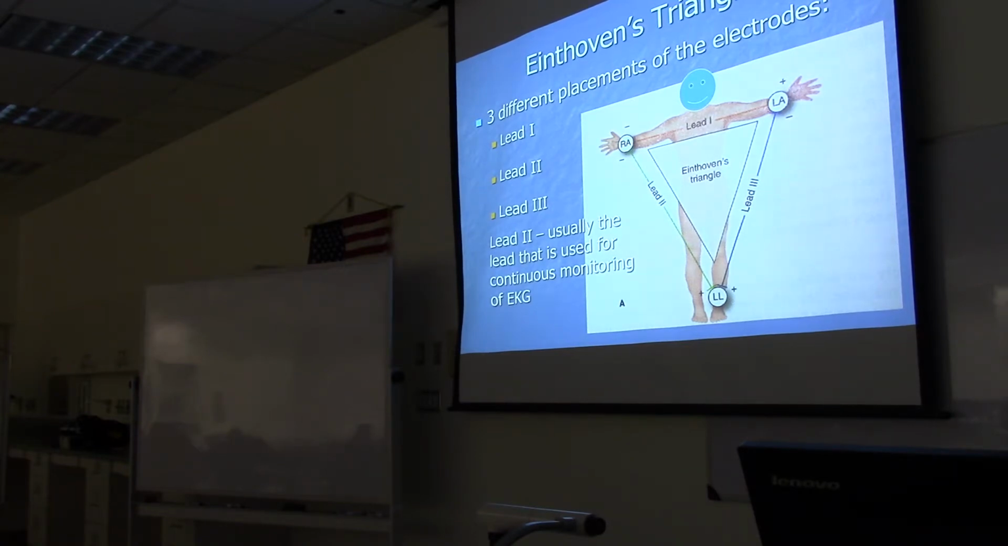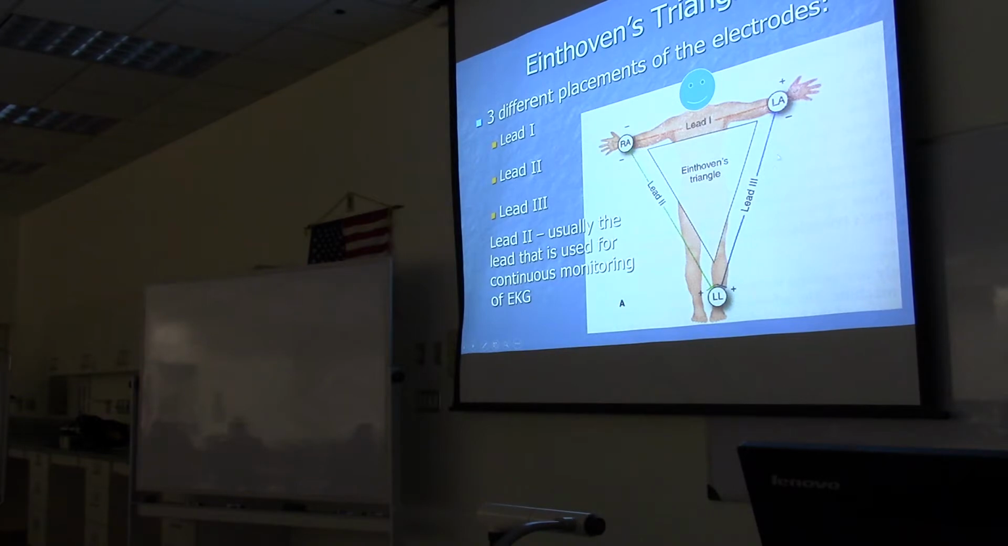All right, the one that I gave you that we start off with, the white on the right, was negative. The red on the ribs started off as positive. That is called lead 2. When on the right arm you've got negative, and on the ribs or the left leg you have positive, that's considered lead 2. This is usually lead 2 that's used for continuous monitoring.